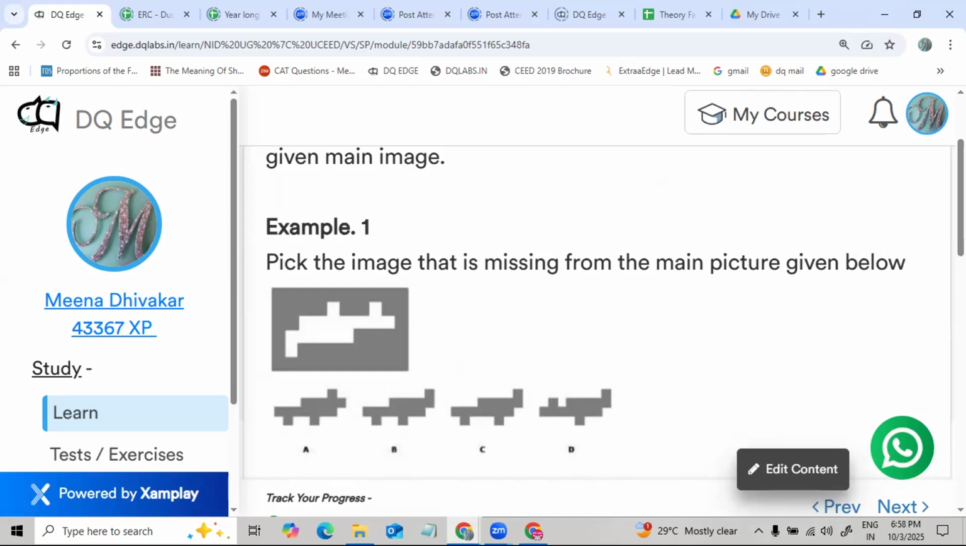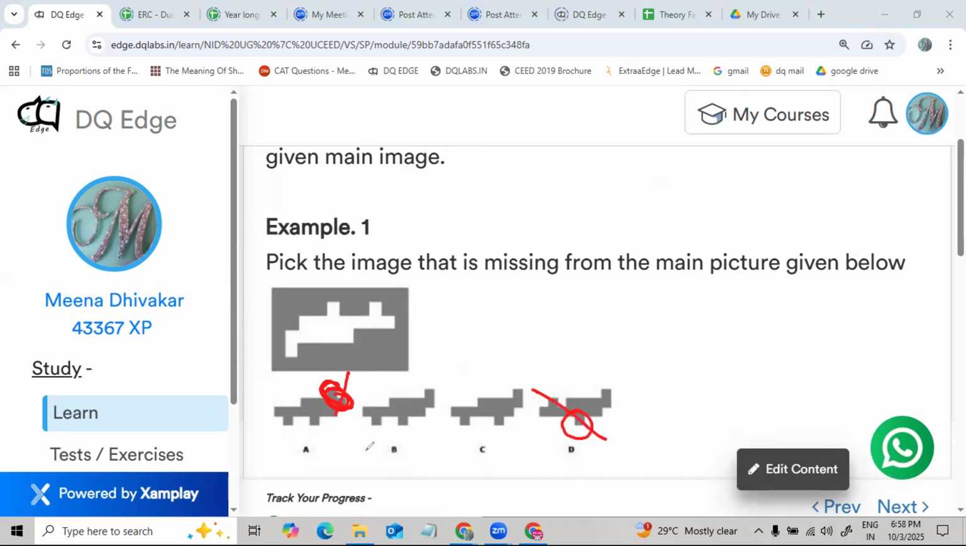Ma'am, option B. Okay. Why not A? Ma'am, because the ending square is a little bit shifted to the middle. Can you see this? Option D, ma'am, this part is extra. So it's ruled out. Coming to D, yes ma'am, this is the only one which is ruled out.